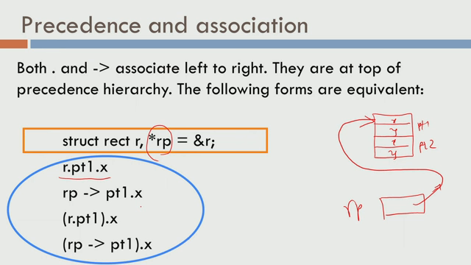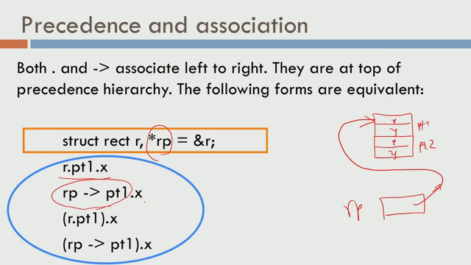In this case, the way to interpret that is RP->PT1 is a structure and you want the member x of that structure. So, this is where the precedence and association comes in. Both arrow and dot are of the same precedence and they go from left to right. Therefore, the way to read that is first do dereferencing with respect to RP, that gives us a structure, and that structure dot x gives us the member.